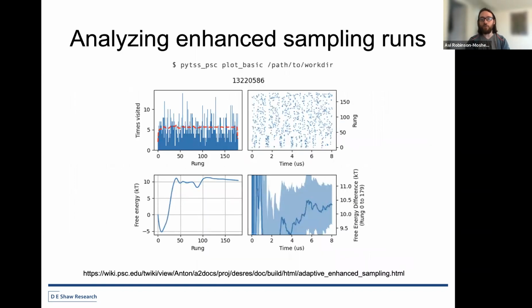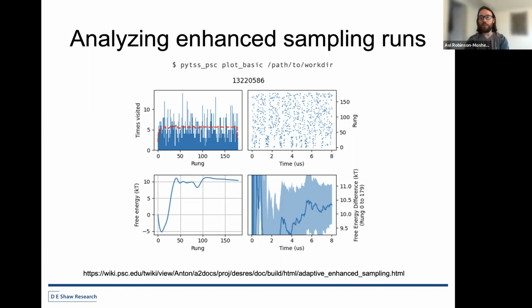There are tools available at PSC to help you set up TSS runs and also to analyze them after you've done them. The link at the bottom here is a link to the PSC wiki describing these tools. I'm going to talk you through an example of one of those visualization tools for looking at an enhanced sampling run. A lot of enhanced sampling methods have metrics you can look at that give you some sense of whether they are well converged or not.